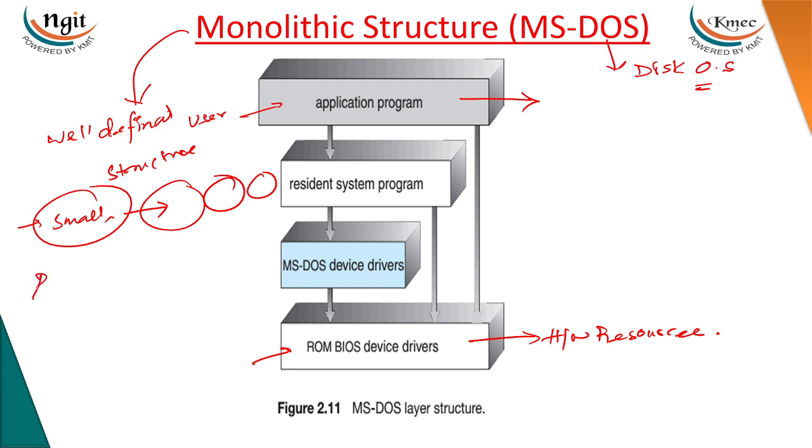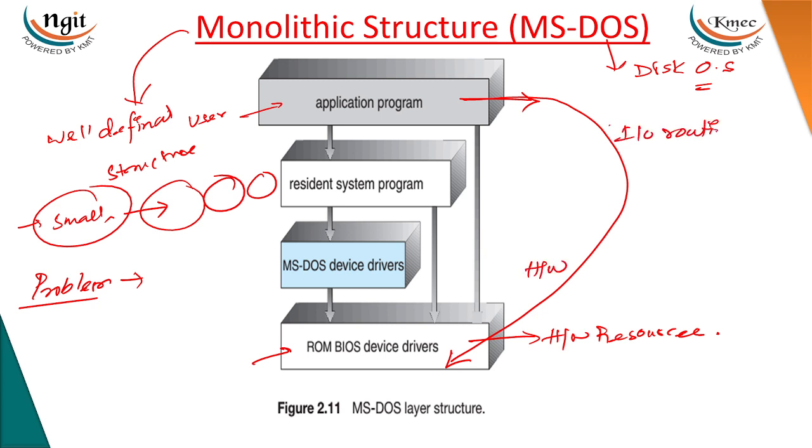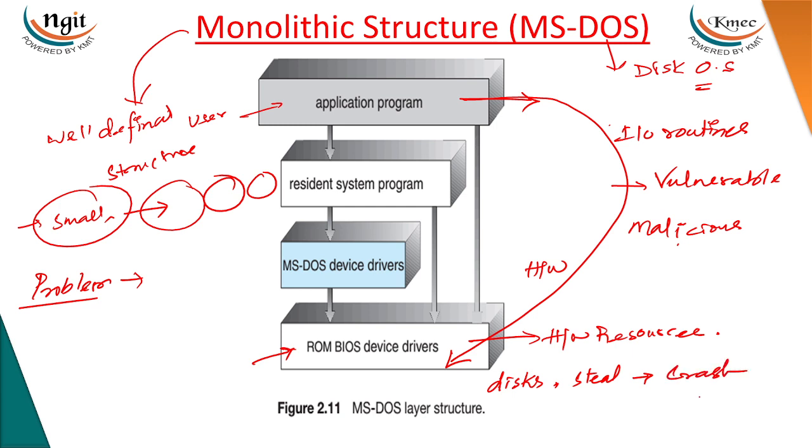Moreover, the biggest problem with this structure is that application programs can directly access the hardware by writing IO routines. So this leaves the system vulnerable to malicious users. What are malicious users? They can write programs or IO programs and access the hardware, such as your disks, hard disk, etc. They can either steal the data or completely corrupt the entire operating system, making the system crash. So this is the biggest problem: the application programs can directly access the hardware by writing IO routines, which leaves the system vulnerable to malicious users.